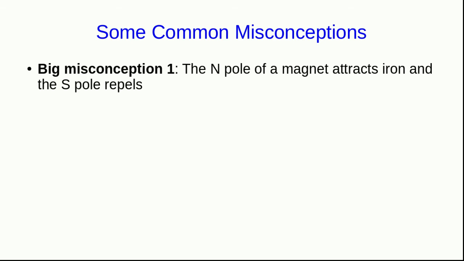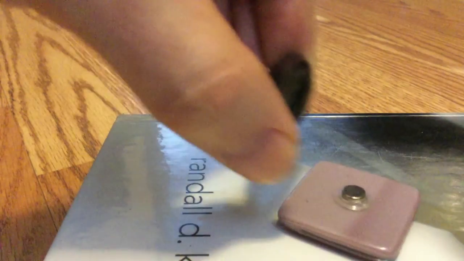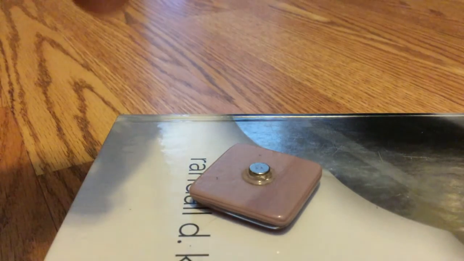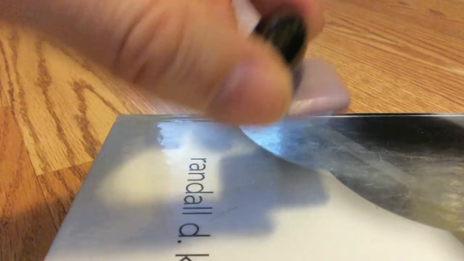There are several common misconceptions about magnets. One of the most serious is that some people think that the north-seeking pole of a magnet attracts iron objects and the south-seeking pole repels. But that's absolutely false. Both poles will attract iron objects, and you can easily see this yourself. Take any magnet, and you can use another magnet to verify that it has both types of poles. In this case, I don't know which pole is which, but I can certainly see that it has both types.